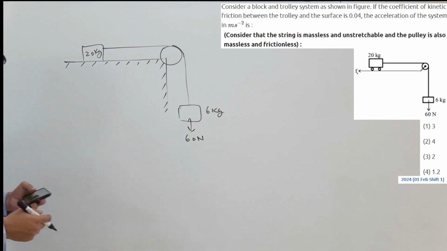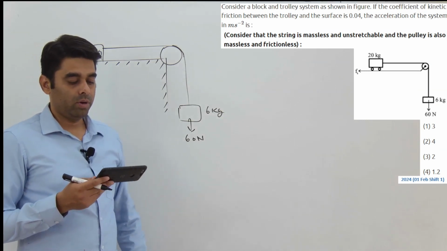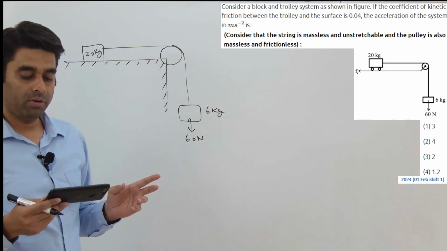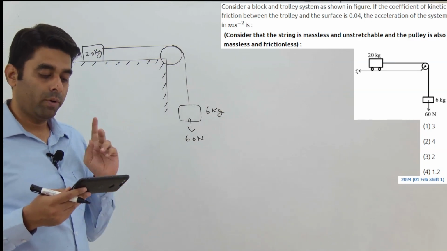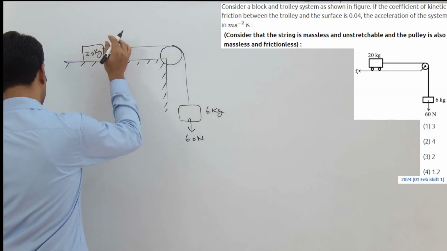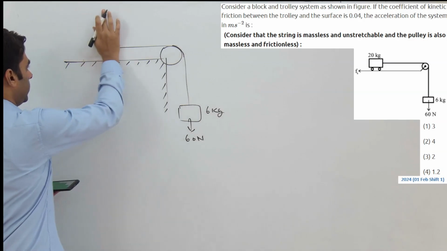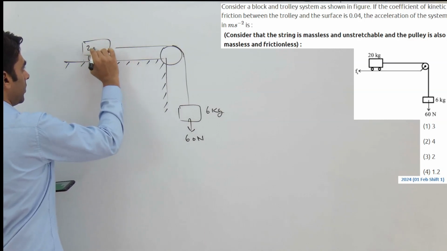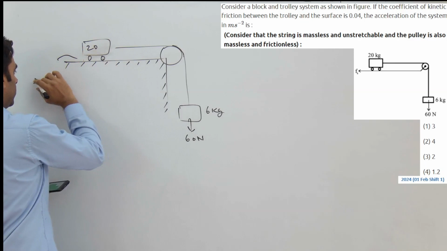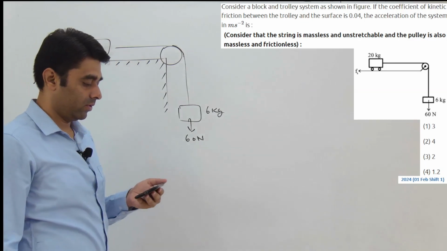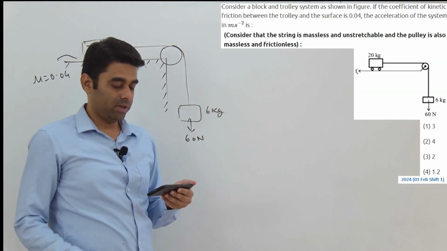Yeah, next question. Consider a block and trolley system as shown in the figure. If the coefficient of kinetic friction between the trolley and the surface is 0.04, over here this trolley is there. I have drawn it as a 20 kg block. So this trolley is there, and the friction coefficient mu is 0.04. Find the acceleration of the system in meter per second square.